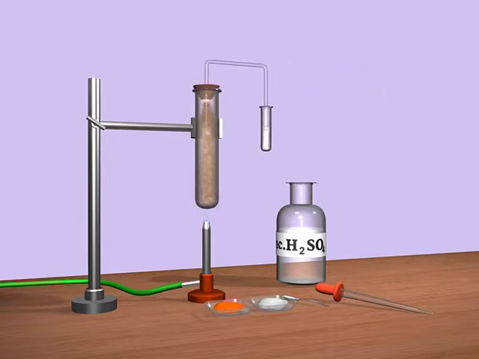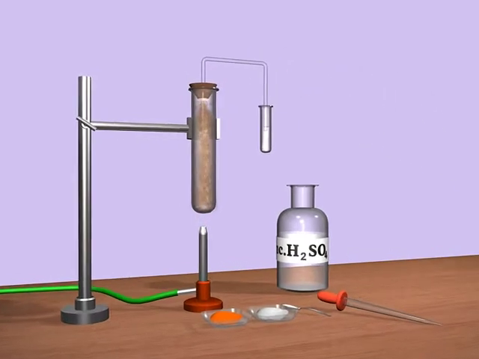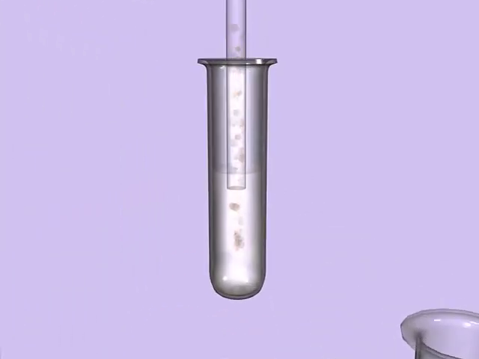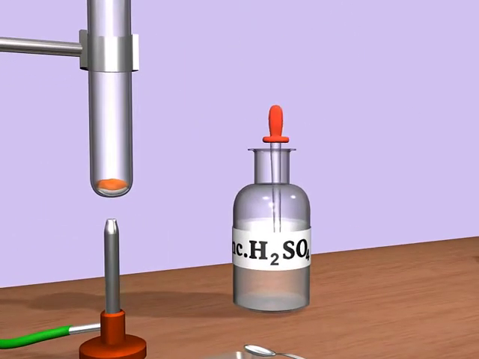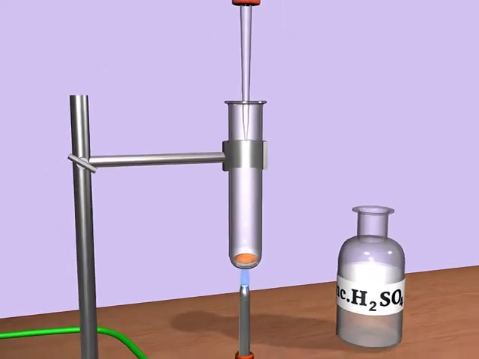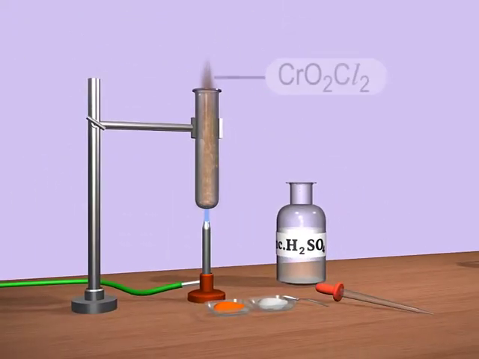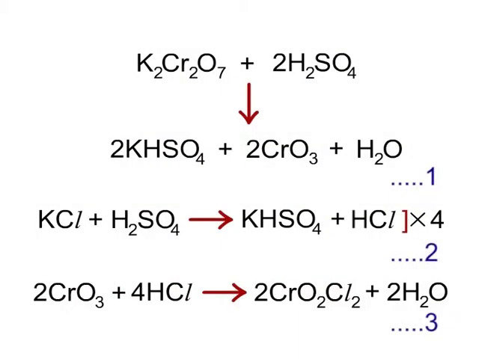When these vapors are allowed to pass into sodium hydroxide solution, the solution turns white. On keeping for some time, the color changes to yellow. When potassium dichromate reacts with a chloride salt and concentrated sulfuric acid, reddish brown vapors of chromyl chloride are obtained. This reaction takes place in 3 steps as shown on the screen.